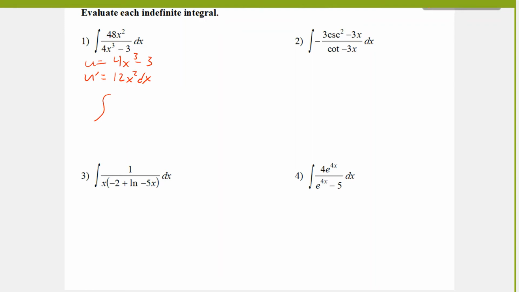Okay, so I can actually just factor this 48 because I already have a 12 inside that 48. So what times 12 is 48? 4. Okay, so I'm going to pull out that 4, and that'll leave me with the 12x squared dx that I need to substitute for on top, and the 4x cubed minus 3 on bottom.